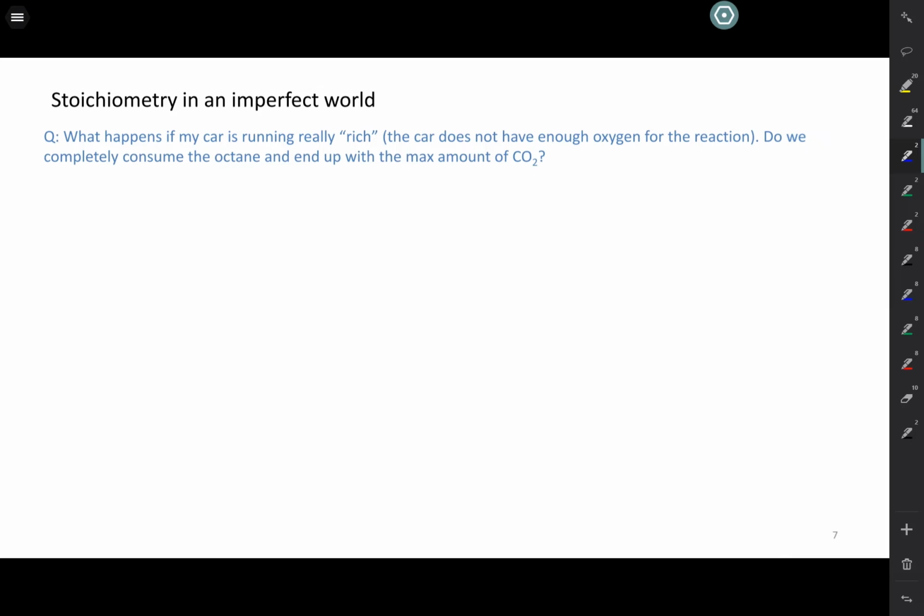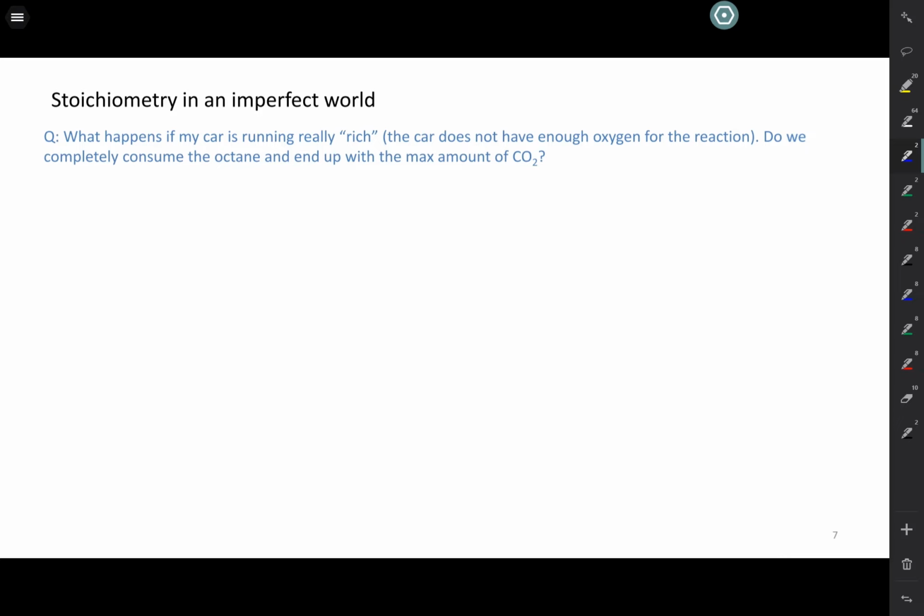What if my car is running really rich? That could happen if, say, my O2 sensor was broken and not enough oxygen was let into the reaction chamber. Okay? So if we don't have enough oxygen getting let into the reaction chamber, are we going to completely consume the octane that we've injected into my engine? No. Would we end up with the max amount of CO2 that we just calculated?